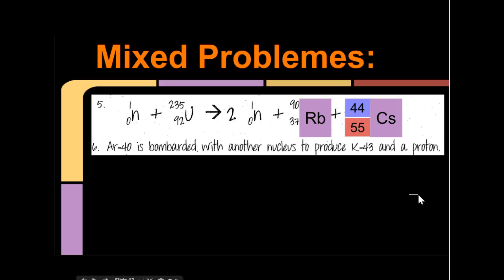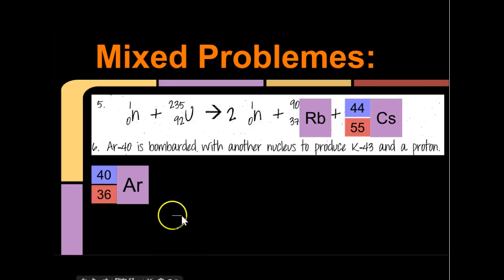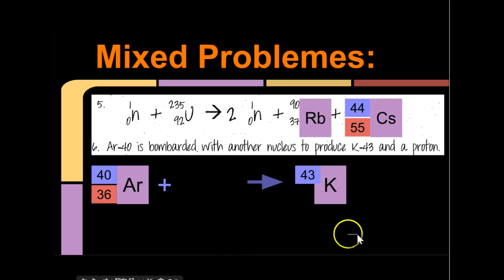Number 6 probably is a little more difficult, but let's take it step by step one more time. Argon-40 is bombarded. So argon-40, let's write that out. We had to look up 36 on the periodic table. Bombarded means added to it, so we have another nucleus. I'm going to leave a spot for that, to produce potassium-43, and potassium's number 19, and a proton. So I'm also going to make a proton.